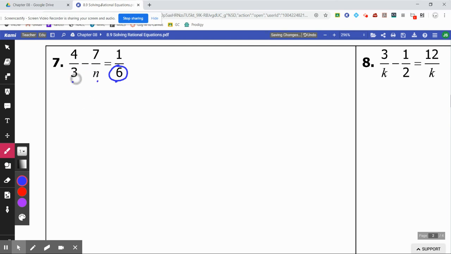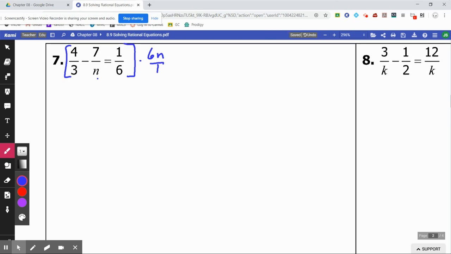So what we're going to do, we're going to take our entire equation and we're going to multiply everything times 6n. And look what happens when we do this. When I do 4 over 3 times 6n. If we used a correct common denominator, the bottoms should always cancel. 3 cancels with 6 and leaves you with a 2. So there I have 4 times 2n, which would give us an 8n.